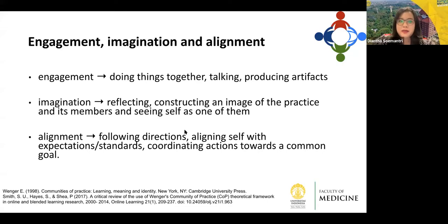And of course, we have to have engagement, imagination, and alignment. So in engagement, you have to do things together. We have to produce artifacts. We have to produce knowledge. We have to produce understanding through the discussion and sharing that occurred in the community of practice. And we have to have imagination, in which we reflect and construct an image of the practice and its members and see ourselves as one of them. So it's basically the application of what we've learned in the COP into our own setting, in our own context. And of course, alignment is also very important, where we follow direction and align ourselves with the expectations and standards in the community of practice to achieve the common goal.